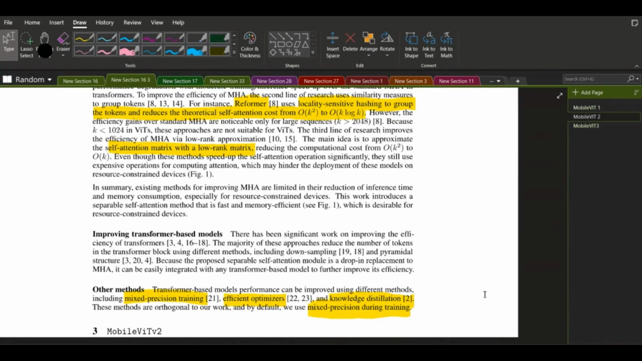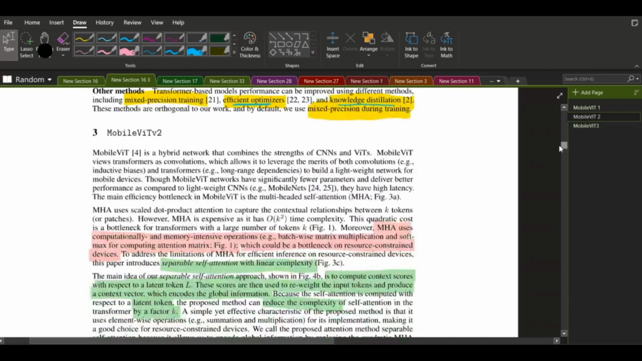Adding to some of the techniques that the author used, such as using element-wise operations to improve the performance, they also used mixed precision training, using different FP, this could be 16 or 32, to improve, I think, the training throughput. Then they used efficient optimizers and knowledge distillation techniques to compress the model.